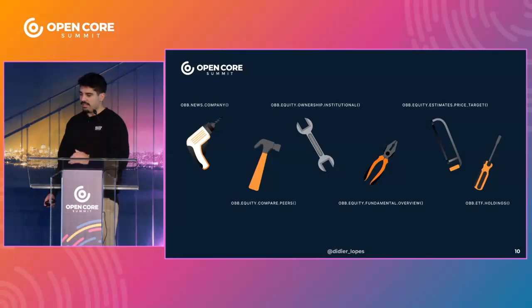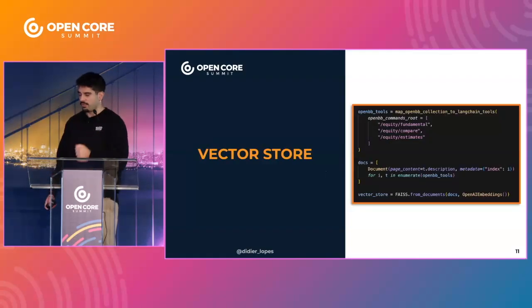And so we made that super easy using LangChain. Yeah, that's what we're going to rely on. What you can see here on the function is a map OpenBB collection to LangChain tools. We selected a few categories: fundamentals, compare, and estimates. We gave these tools, which are a collection of 20 to 30 commands, and we tell the agent, OK, this is all you have in order to access, but you decide what you want to access, and we're going to go through it together.